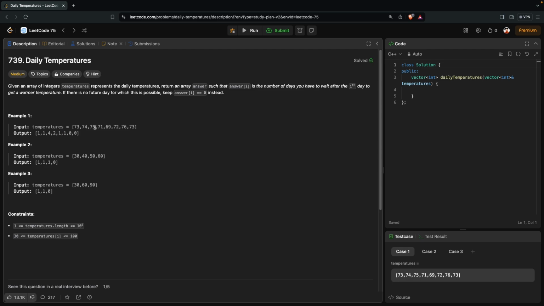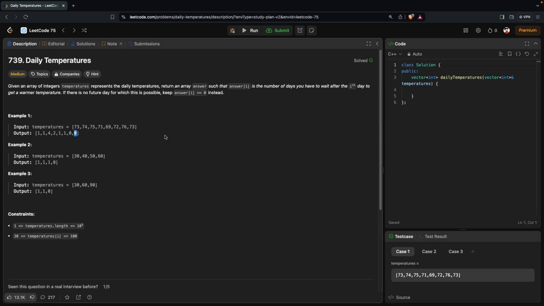If you check for this 75, after how many days the temperature will be more than 75? 1, 2, 3, 4. After 4 days. And if you notice, for the last day, the value which will be stored in the output will always be 0. Why? Because on this day, the temperature is 73 and there are no more days after it. So there will be no more temperature after 73. So that's why this will always be 0 in every test case.